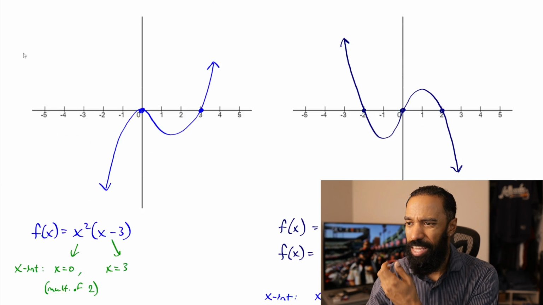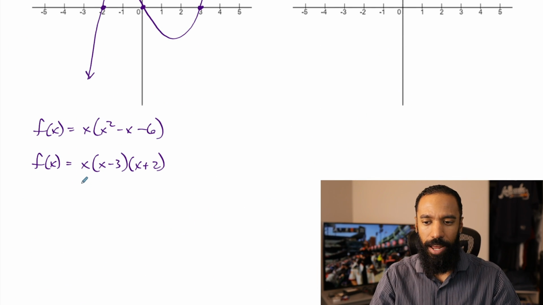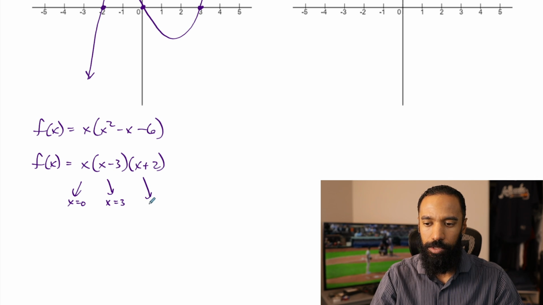Wait, what did I say? Did I say label? Include. So whether you write them or not is kind of your call, but that's x equals 0, x equals 3, and x equals negative 2.